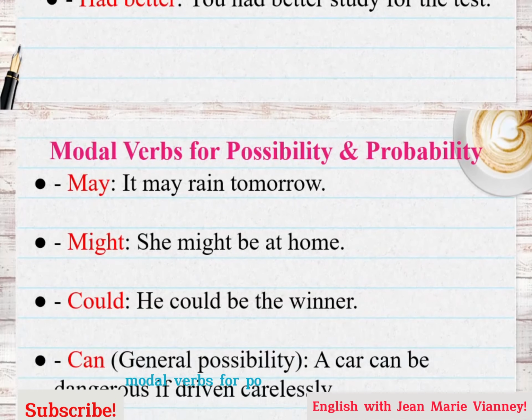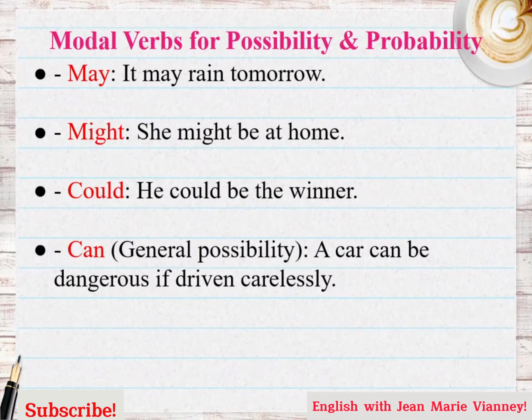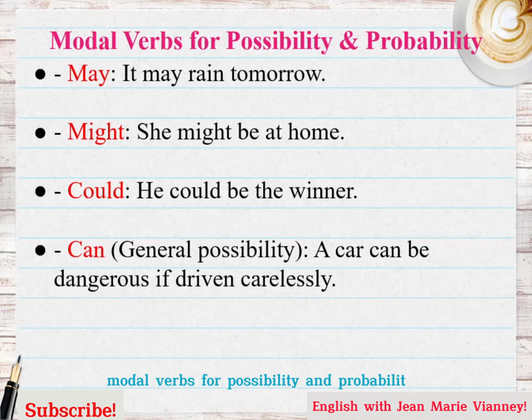Modal verbs for possibility and probability: may, might, could, and can. With may, we can say, it may rain tomorrow. Might: she might be at home. Could: he could be the winner.